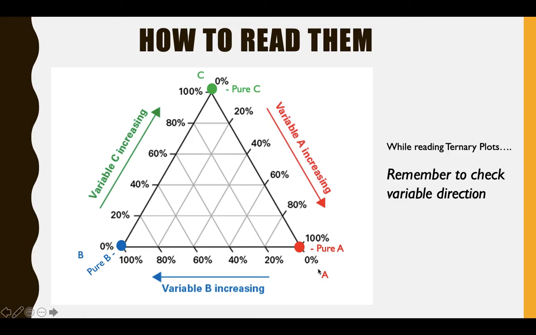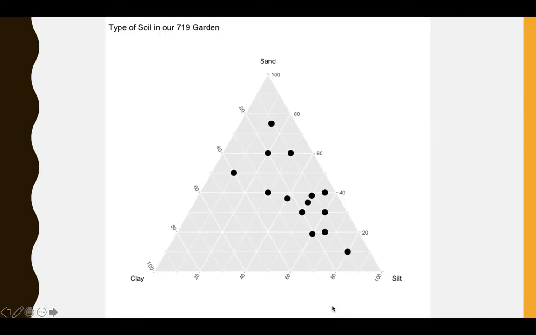Now, while you're reading plots, it's always important to remember to check the direction of the plot, because in this scenario, the variable A is increasing this way, variable B is increasing this way, and variable C is increasing this way. However, in R and ggtern, the default parameters actually do it the opposite way. So variable A is going this way, variable C is going this way, variable B is going this way. So we'll talk about that more.